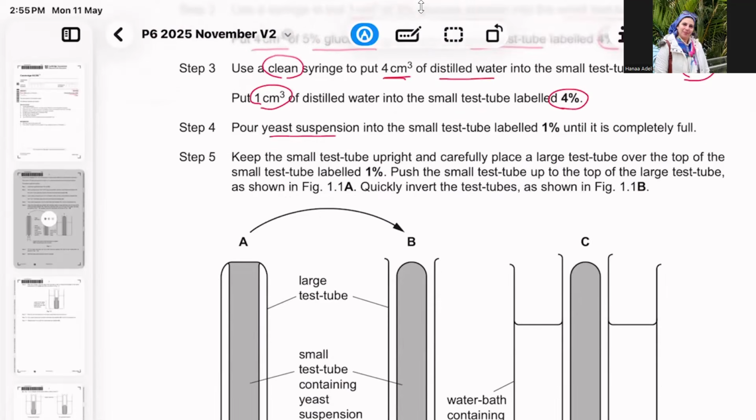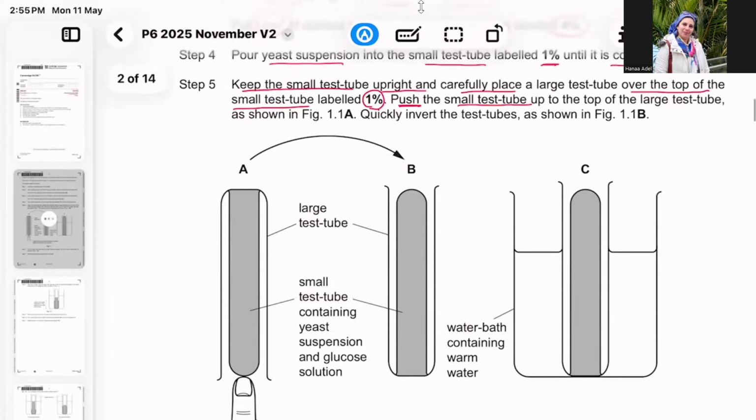Pour yeast suspension into the small test tube labeled 1% until it is completely full. Keep the small test tube upright and carefully place a large test tube over the top of the small test tube labeled 1% and push the small test tube up like the figure.